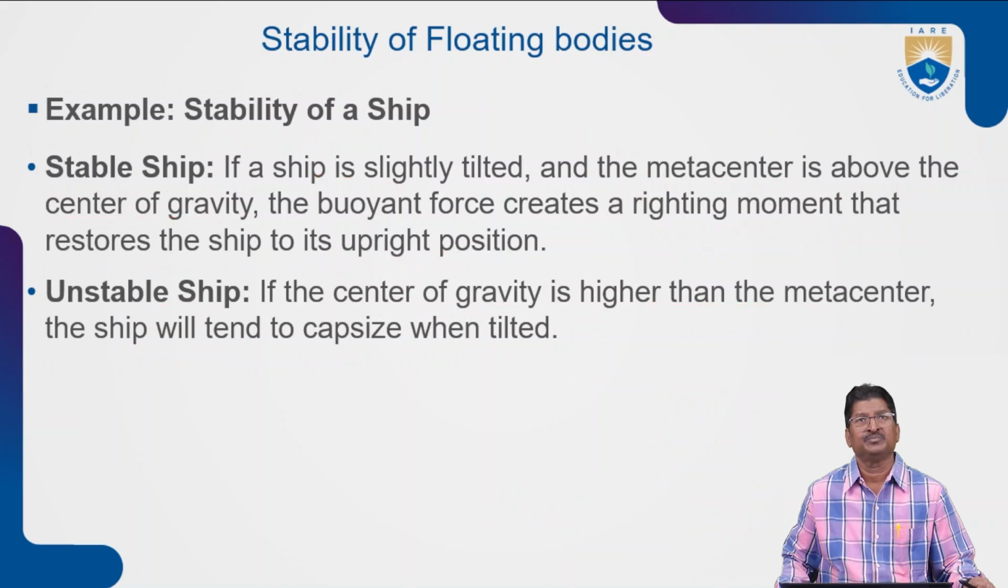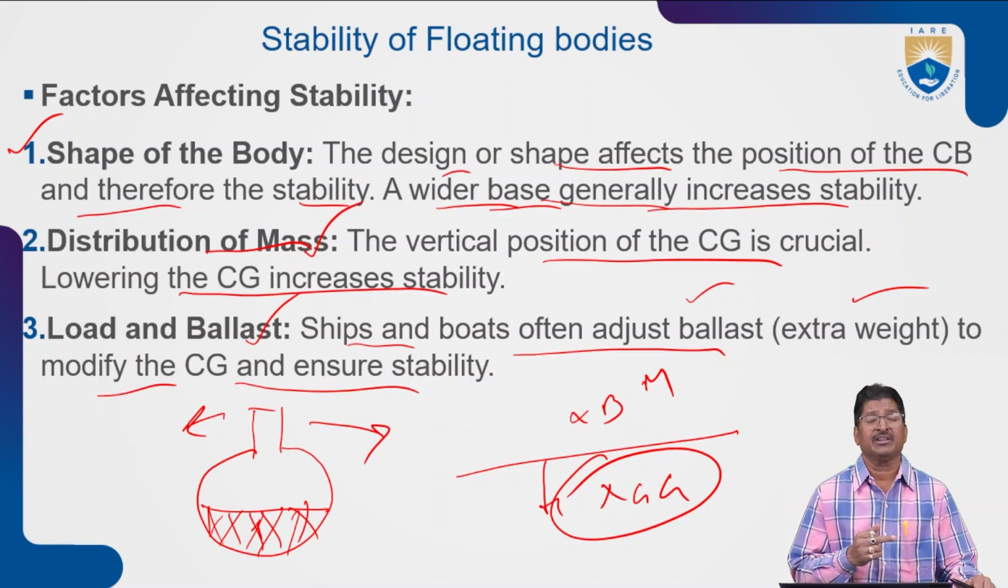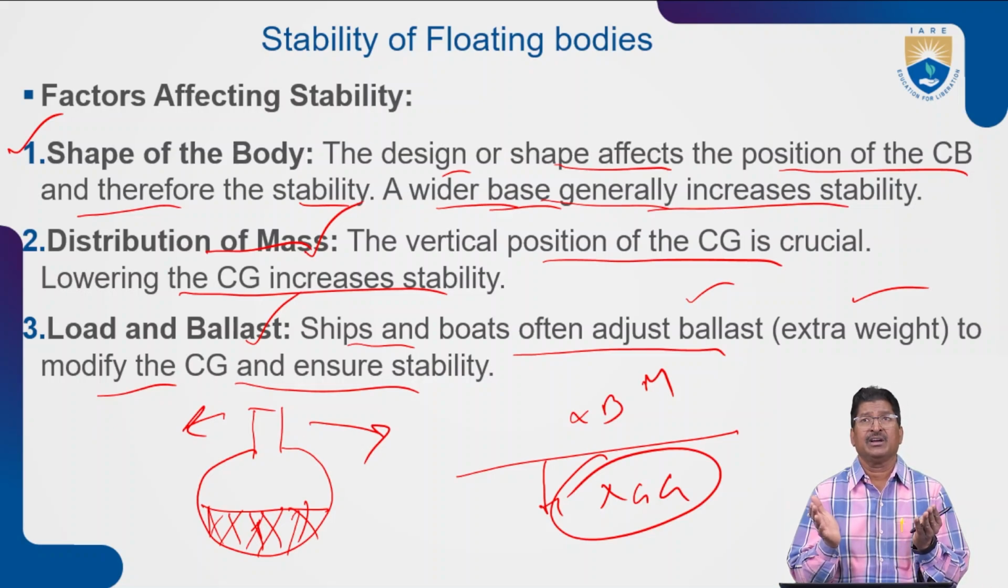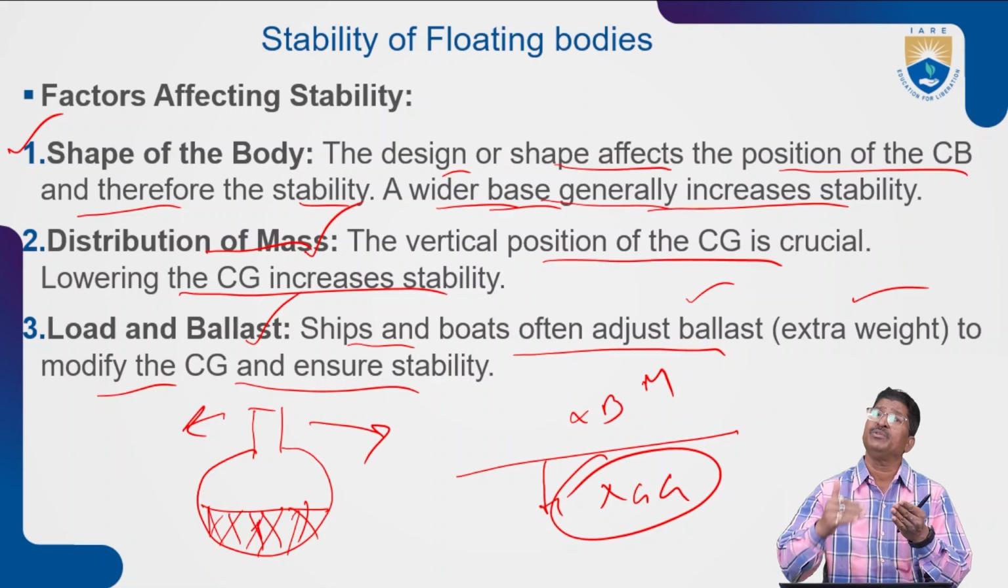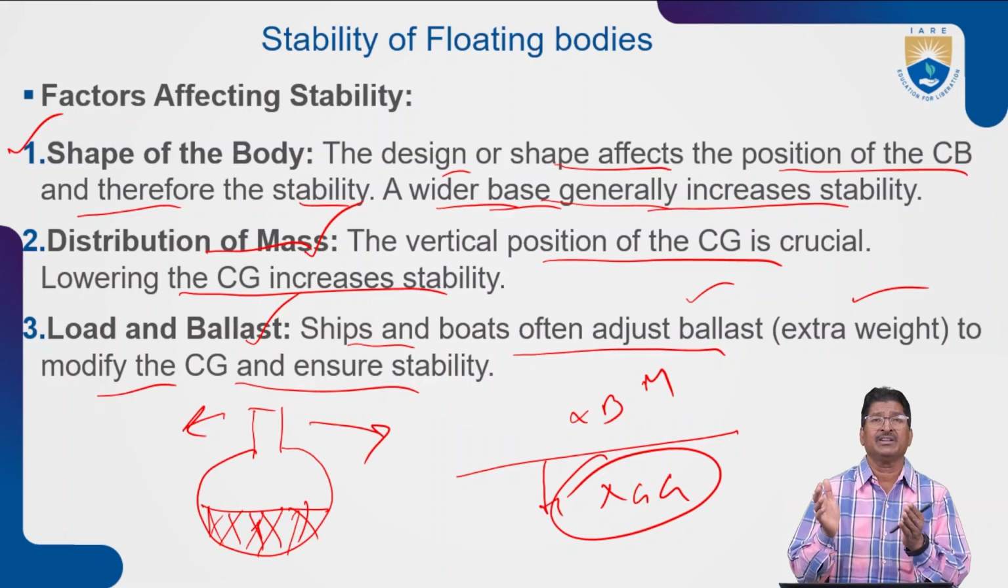It will be unstable. If you look at the factors affecting the stability, there are 3 factors. One is the shape of the body, another is the distribution of mass, and the third is load and balance. First, shape. If the bottom is wider, then it will increase the stability. Distribution of mass. If the mass is distributed such that the CG is at the lowest point, then it will have more stability. Load and balance. That means extra weight is given to the ship or boat, so that whenever a tilt is given, that mass will bring back the center of gravity of that object.